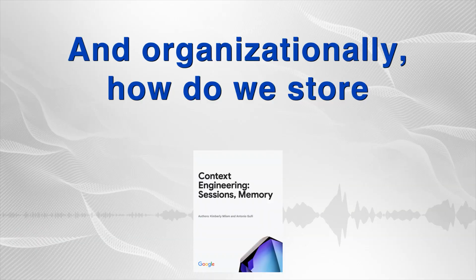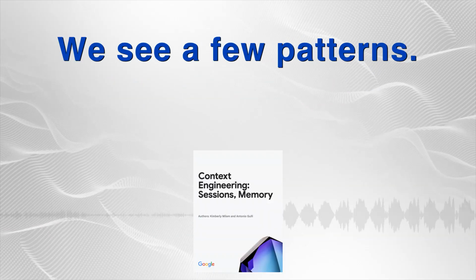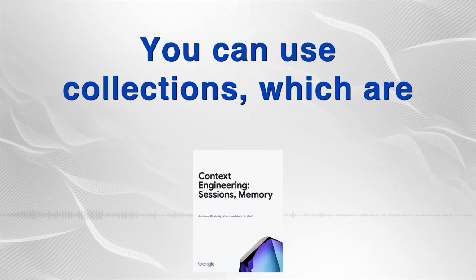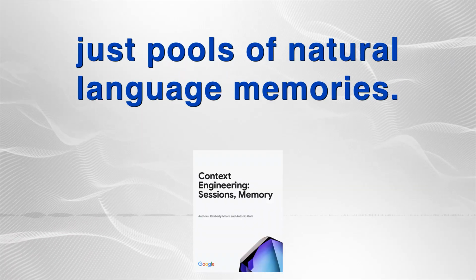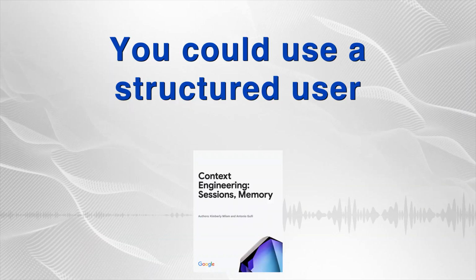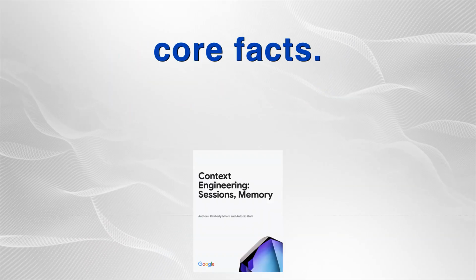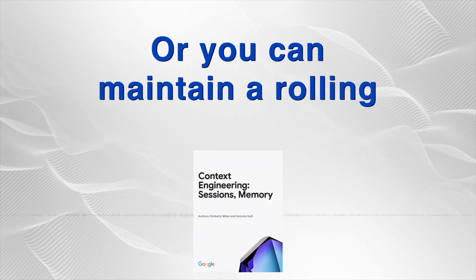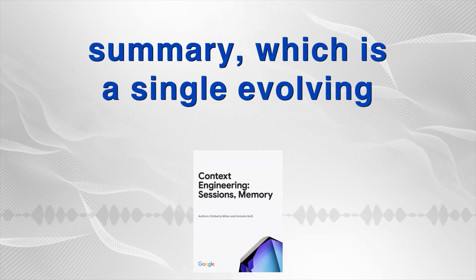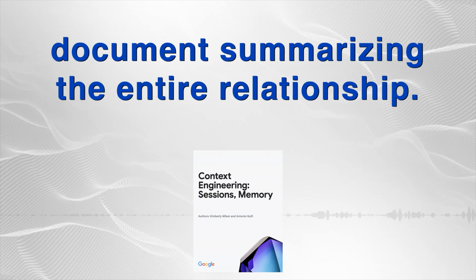And organizationally, how do we store this knowledge? We see a few patterns. You can use collections, which are just pools of natural language memories. You could use a structured user profile, like a contact card for core facts. Or you can maintain a rolling summary, which is a single evolving document summarizing the entire relationship.